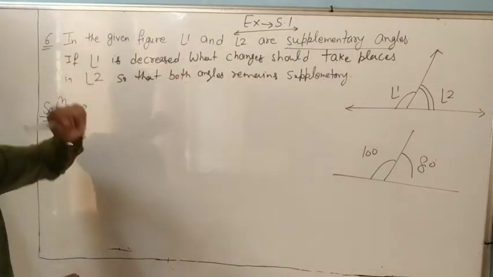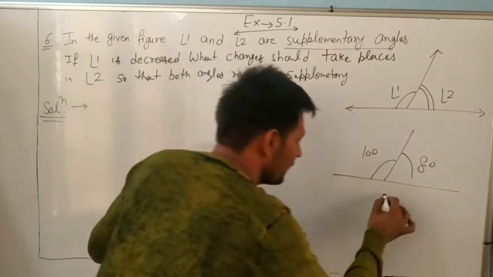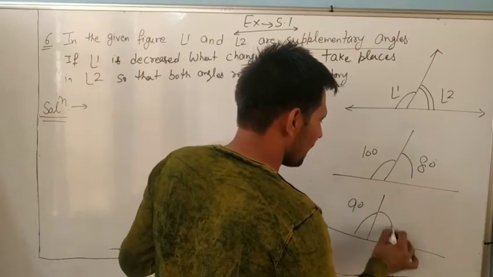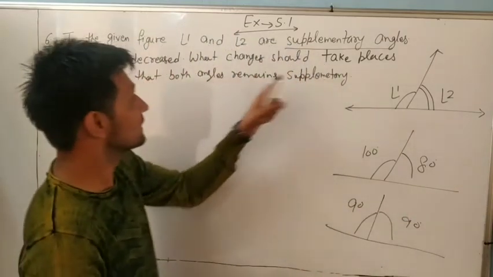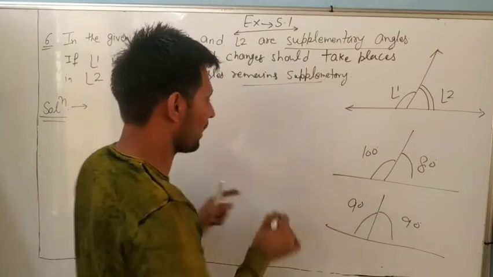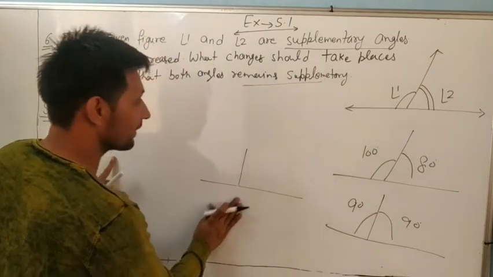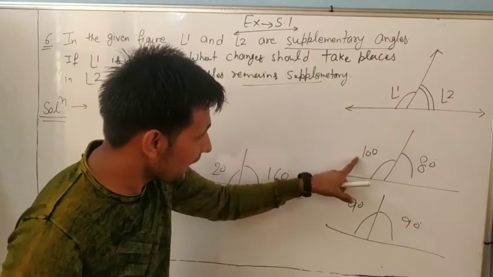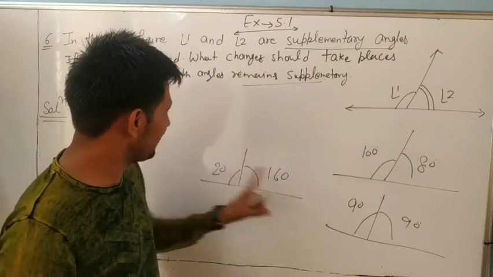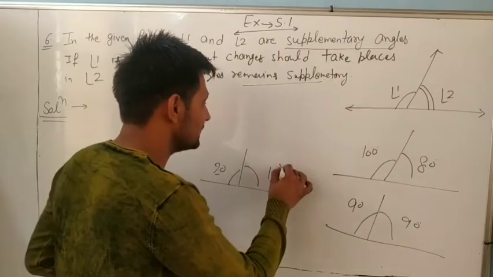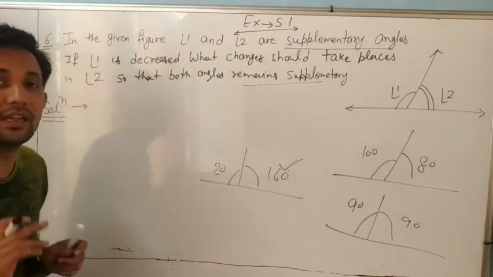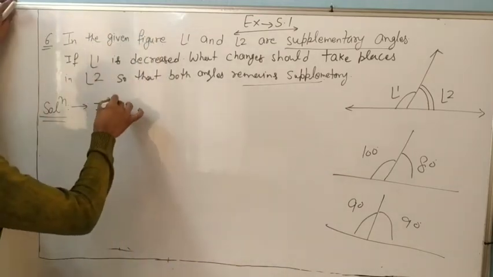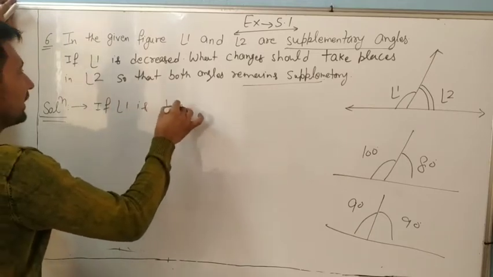What is the change in angle 2 when angle 1 is decreased? If angle 1 is decreased to 90, the other becomes 90 again, because the sum always remains supplementary. 90 plus 90 is 180. Now again, if we take A as 20 degrees, it becomes 160. It means A is decreasing, 100, 90, 20, but B is increasing, 80, 90, 160. What is the change in B? B is increased.